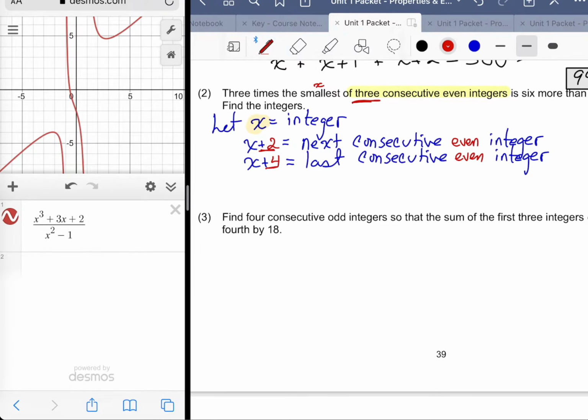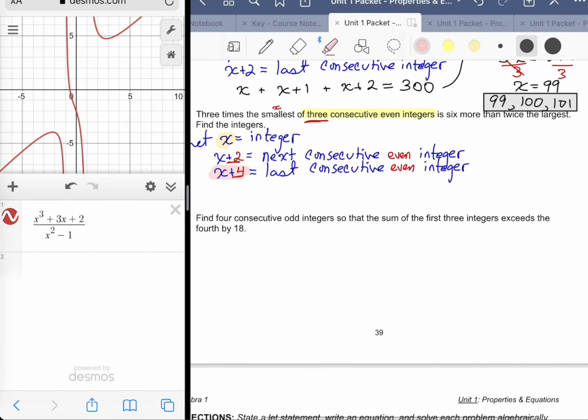Well, the x plus 4 is the one that has the most added to it. Even if x were a negative number, you're still adding more to that last integer than you are to the first or the middle one. All right? So the largest has to be the x plus 4. So, like if you're not able to just look at the words and come up with the equation right away, then make little notes. That tends to be helpful.